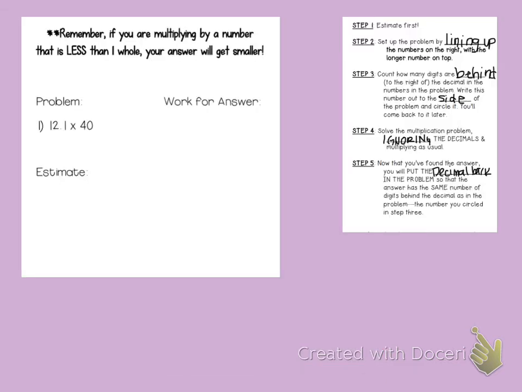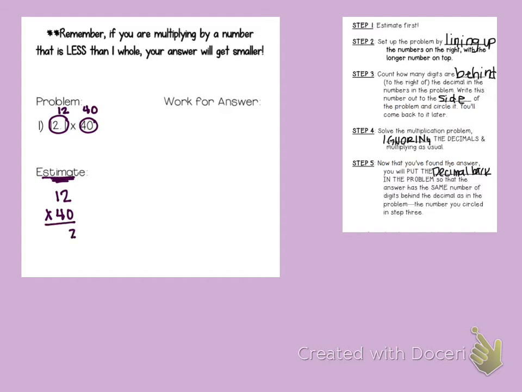Okay, so here it says, remember if you are multiplying by a number that is less than 1 whole, your answer will get smaller. So here it says to estimate. Estimate is super important to test for reasonableness. So if we look at our two numbers, 12.1 is very close to 12, and 40 is obviously very close to 40. So if I estimate, I'm going to round to 12 and multiply 12 times 40.